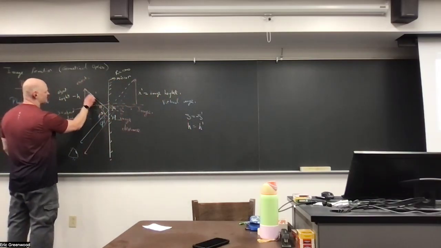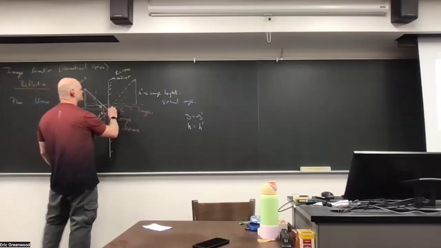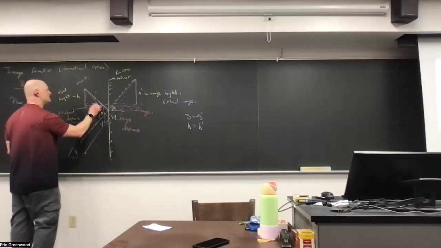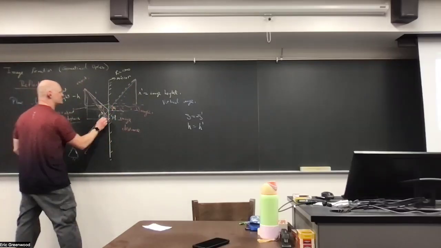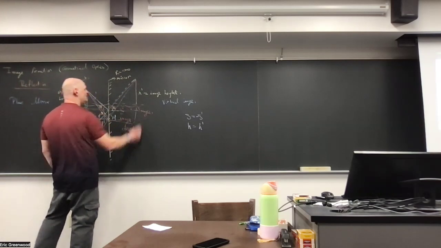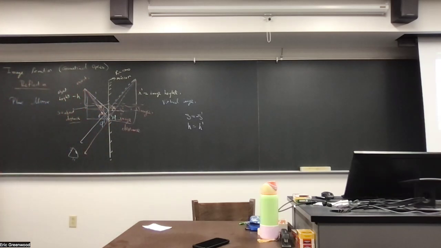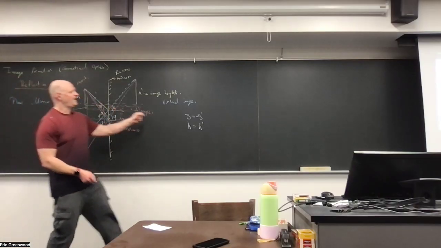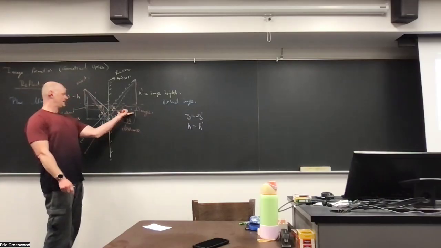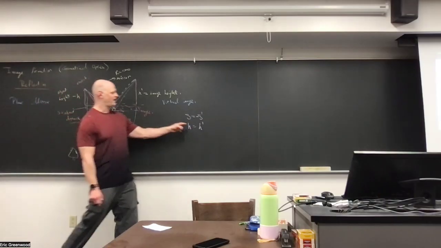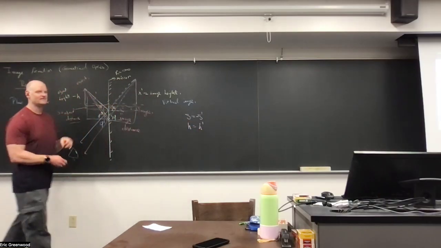So basically all that means is this triangle here is exactly the same as this triangle here, and this triangle here is exactly the same as this triangle here. So we have similar triangles. Everything works out to be exactly the same proportions, which means again that S prime is the negative of S, and H prime is exactly the same as H.